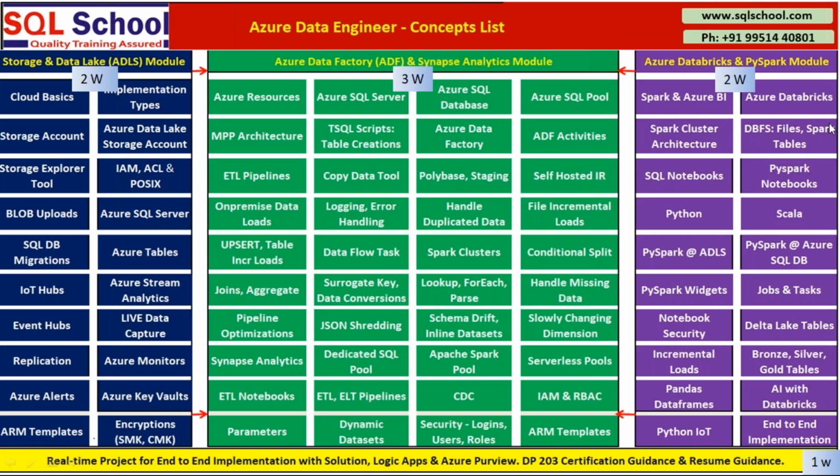Number 1, we have storage and data lake, a 2 weeks journey. Then data factory and Synapse, a 3 weeks journey. Databricks and PySpark open source module, 2 weeks journey. It should be enough, given the fact every moment it's dealing with examples only.